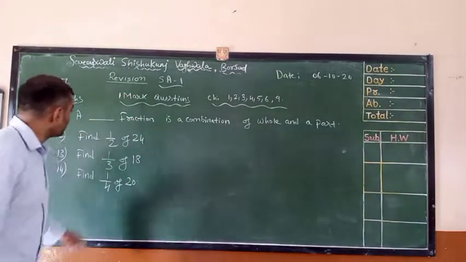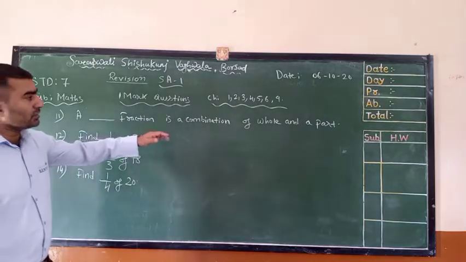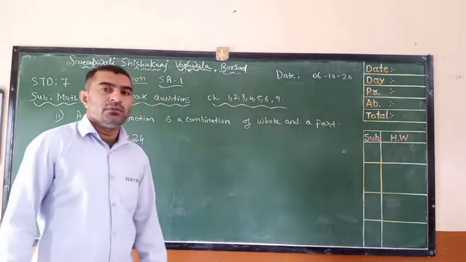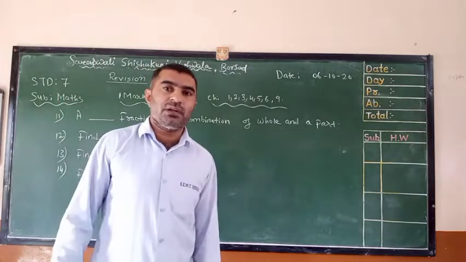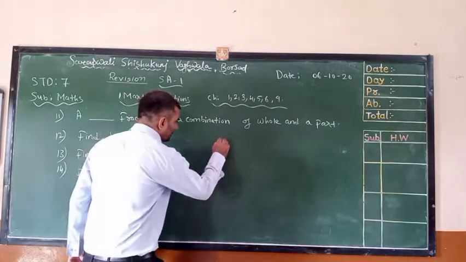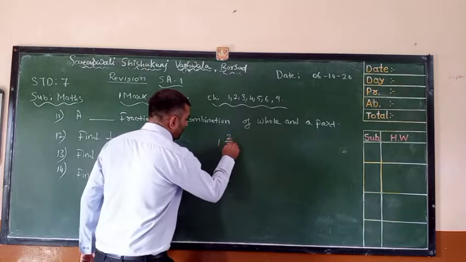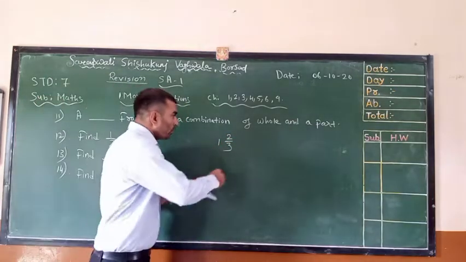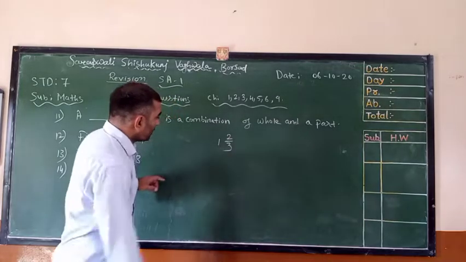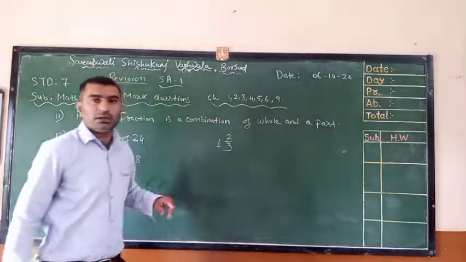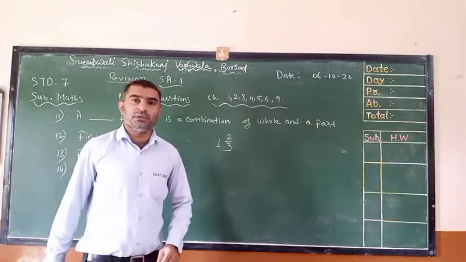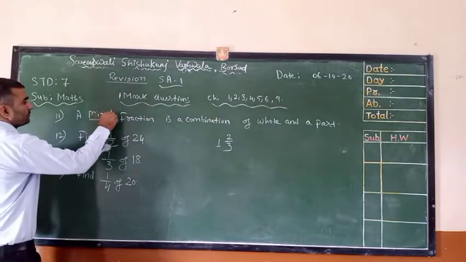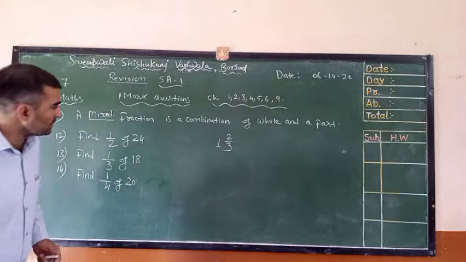So we have the next question. A blank fraction is a combination of a whole and a part. There are 3 types of fractions: proper fraction, improper fraction, and mixed fraction. So we can say mixed fraction. See, 1 and 2/3. This is a mixed fraction, and it is a combination of a whole and a part. So 1 is the whole number and 2/3 is the part. So the answer will be mixed fraction.